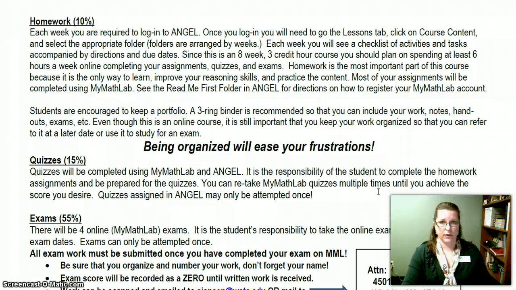Now let's look at what you're going to be required to do. Let's start with homework. Even though it's only 10% of your grade, it's probably one of the most important pieces because this is where you're doing all of your learning and all of your practicing, getting ready for those exams.